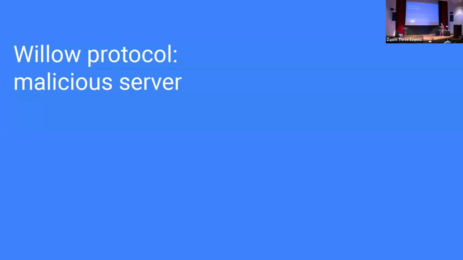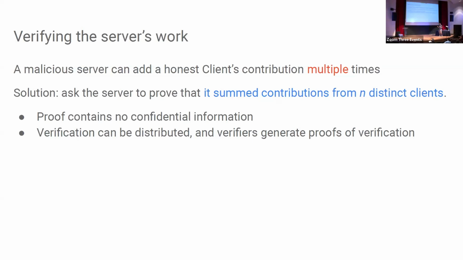As for the malicious protocol, in the malicious case, the malicious server can arbitrarily aggregate the client inputs, or can arbitrarily produce the aggregated ciphertext. So in order to prevent a malicious server attack, we ask the server to generate a proof of the correct aggregation. In particular, this proof contains no confidential information, so the verification can be distributed to a small committee, so that each verifier only does a sublinear fraction of the verification work.